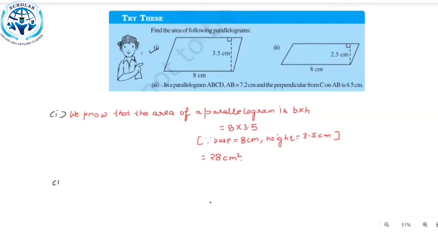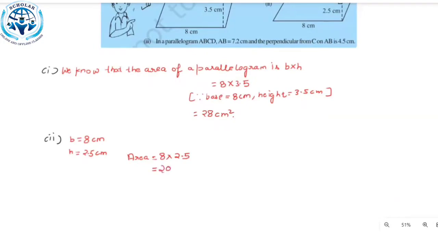The second one, base is 8 centimeter again, height is 2.5 centimeter. Now we will multiply 8 and 2.5 to get the area of the parallelogram. The area is 20 centimeters square.